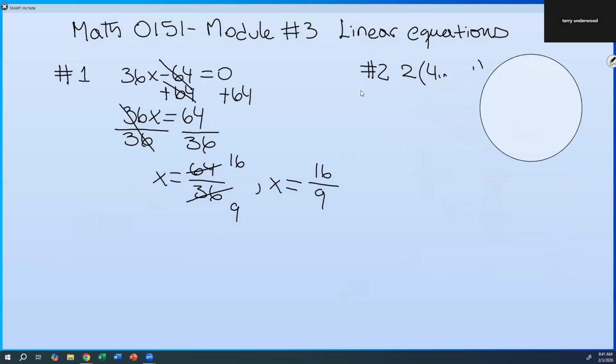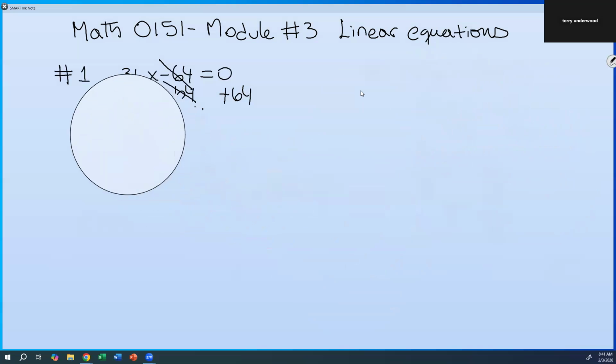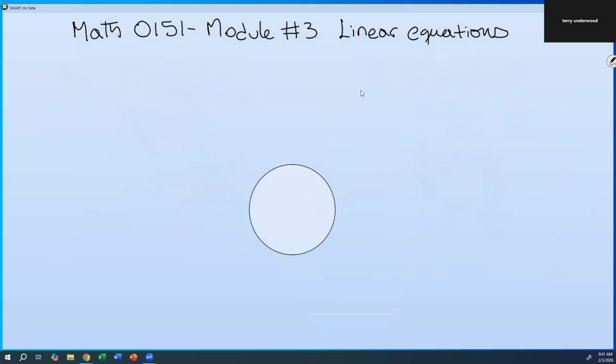Let me erase that carefully. Let's do example number 3. Example number 3, I have 5a plus 3 is equal to negative 4a plus 4.